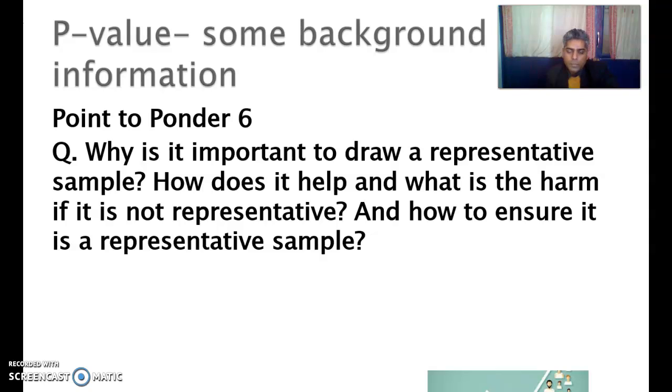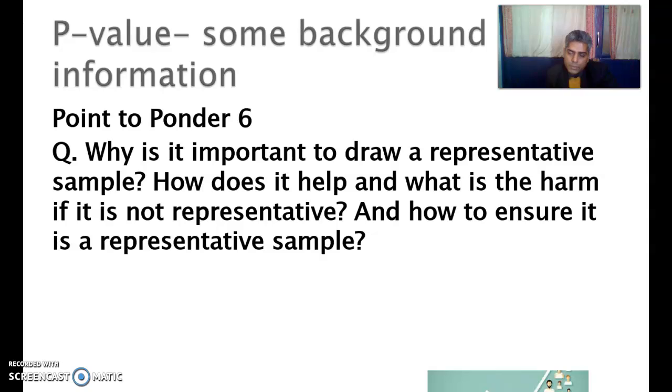Hey, okay, so in the last video we were talking about why it is important to draw a representative sample. We were discussing an example of a box of apples which contained 100 apples and which was our population, and we wanted to draw a sample of 5 apples from that box, and that box is our population.